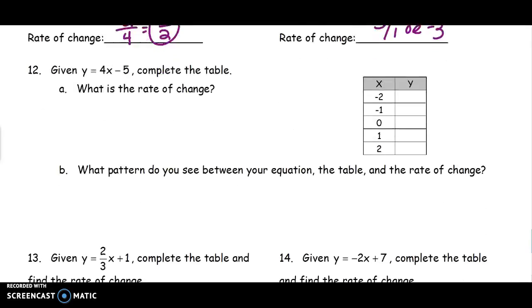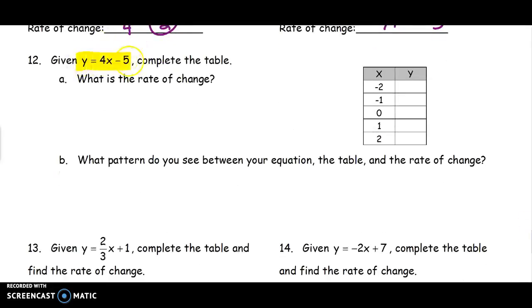For problem number 12, I give you the formula to fill out the rest of the table. So we're looking for y when we change our x value, and our x value is found right here on the left side of the table. So 4 times -2 is -8. -8 minus 5 is -13. If you were to continue to change your values, we would have -1, which would give us -4 minus 5, which is -9. Your values would look something like -13, -9, -5, -1, and 3.